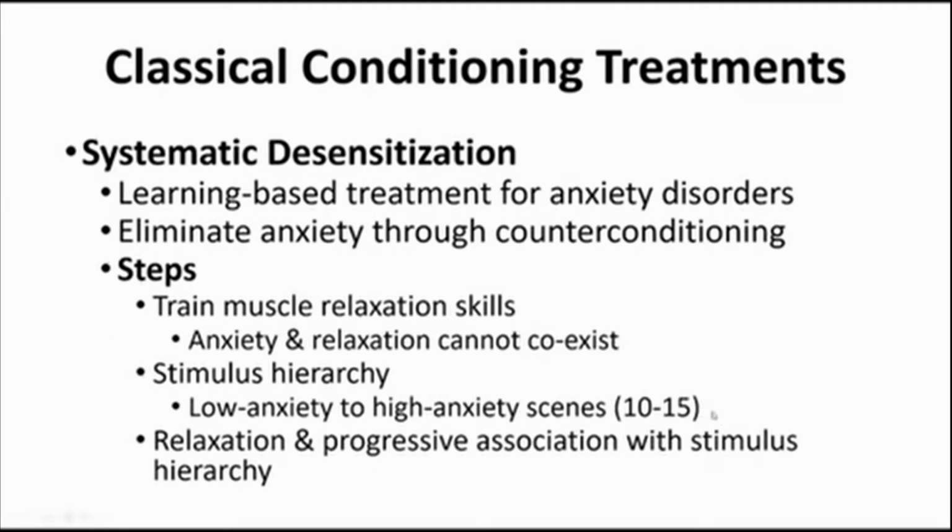So the therapist will have them build a hierarchy of about 10 to 15 items that range from very low anxiety or no anxiety up to very high anxiety. And then the goal is to go through that relaxation that you learned as you work your way up that hierarchy. So it's going to be a little bit easier to get yourself to relax when you're facing one of those low anxiety situations.